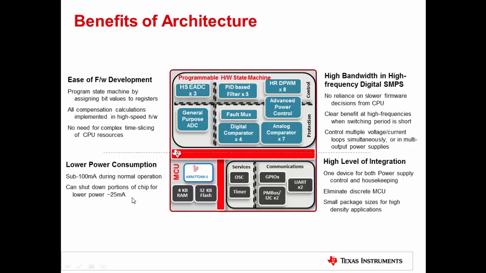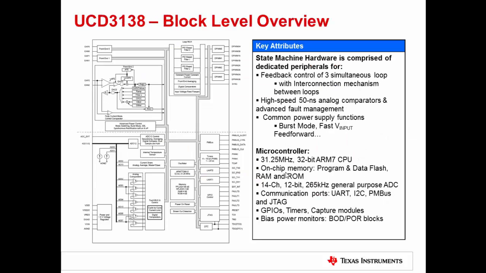Other benefits include low power consumption by the device by way of the hardware state machine and a high level of system integration, because now one device can control both the power supply and also implement the housekeeping and communication functions. In summary, this architecture reduces the entry barriers for designers to develop digital power supplies and enables a fast time to market. Now, let's take a deeper look at the block diagram of the UCD3138 device.